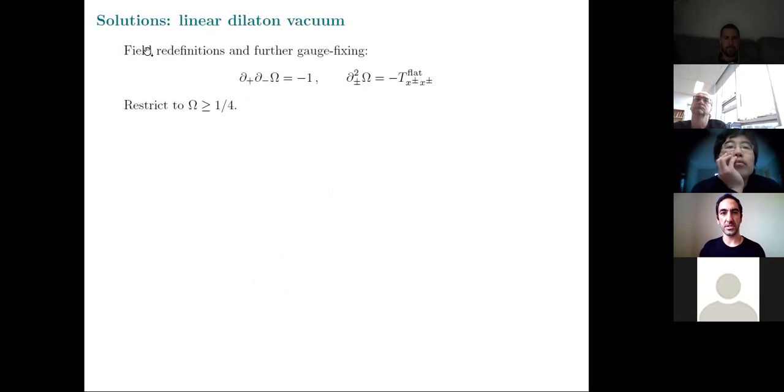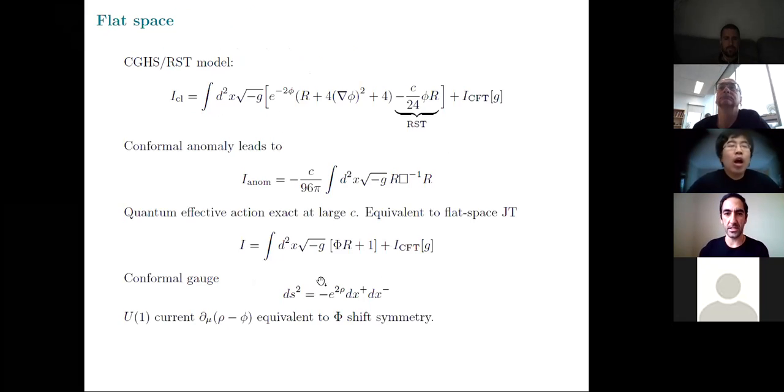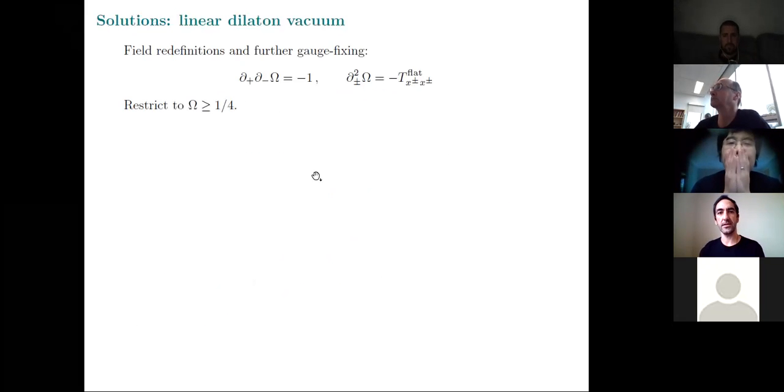Okay, so if you do some field redefinition and gauge fix further, you can reduce the RST equations to a very simple set of equations. They're the ones written here. This field omega is some nonlinear combination of the dilaton phi. You could actually think about it as being closely related to this field capital phi here, okay? But the equations of motion are very simple.